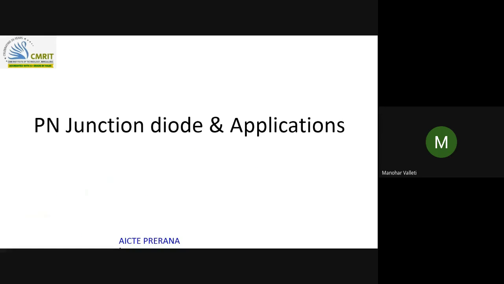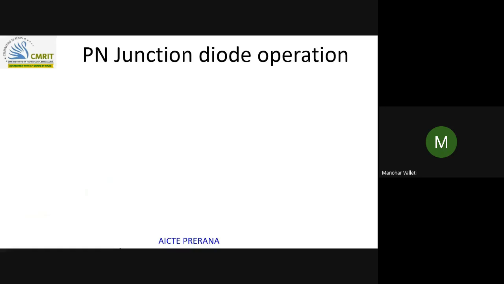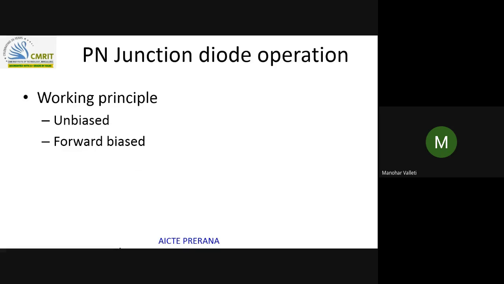Briefly I will explain what actually the diode is, how it operates, and then you will see the diode equivalent circuits. So for the diode operation, please pay attention for the coming 10 minutes. You can see PN junction diode operation in these three cases: one is unbiased condition, one is forward bias condition, and one is reverse bias condition.